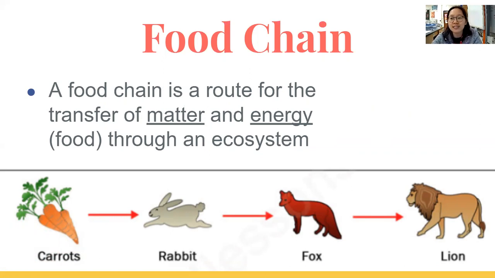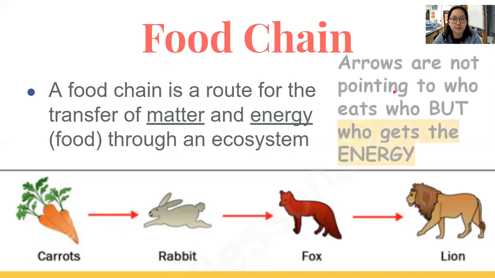The arrow actually indicates the direction of where the energy is going to be transferred. So the arrow is going from the carrot to the rabbit because the energy in the carrots will now be transferred into the rabbits once the rabbits eat the carrots. Same for when the rabbits get eaten by the foxes. The rabbit's energy now gets transferred to the fox, and that's what the arrows are representing.